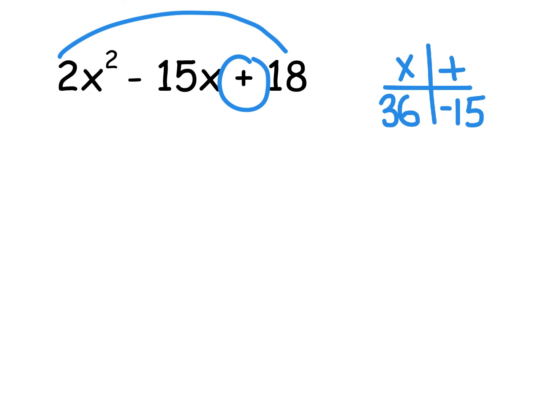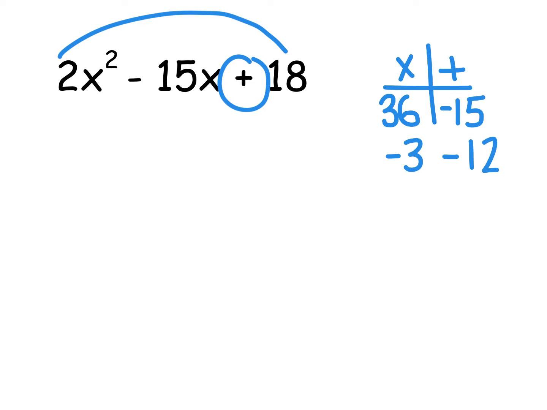So we're looking for a pair of numbers that multiply to 36 and subtract to 15. I can try all the obvious ones, 2 and 18, 3 and 12. Oh, wait a minute, 3 and 12 would work. A minus 3 and a minus 12 would multiply to positive 36, and they would combine to give me minus 15.